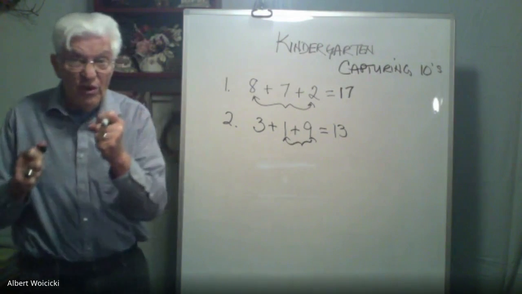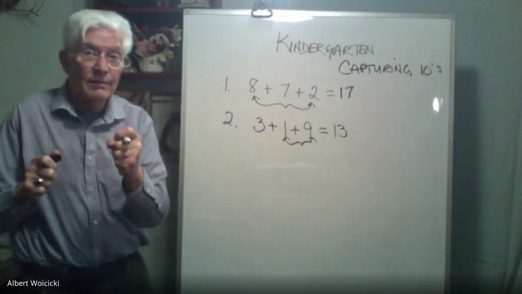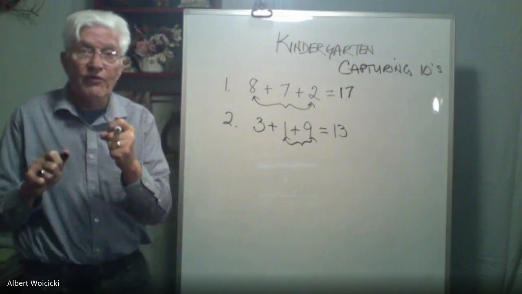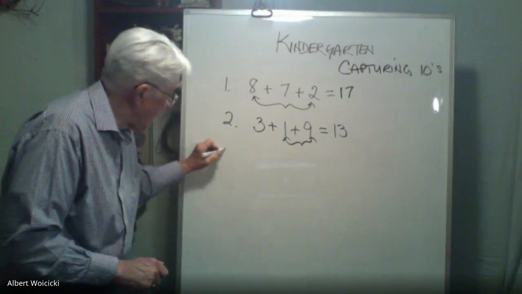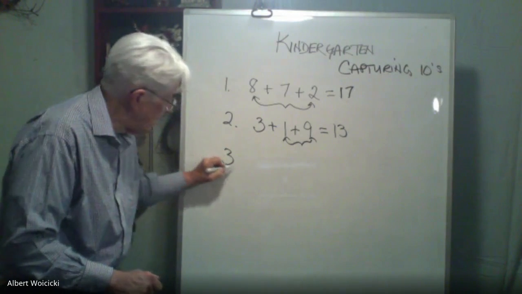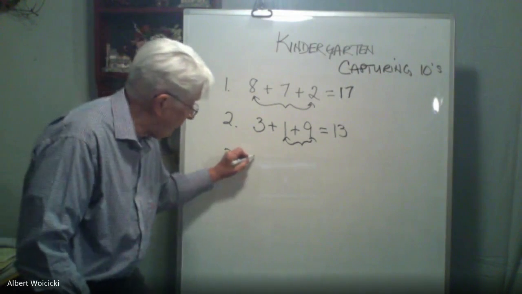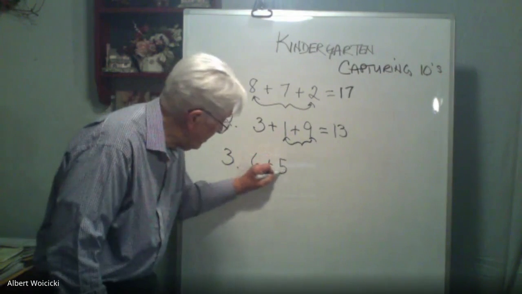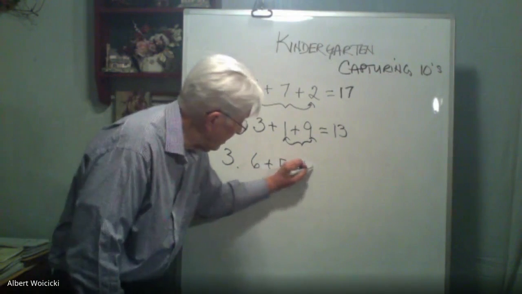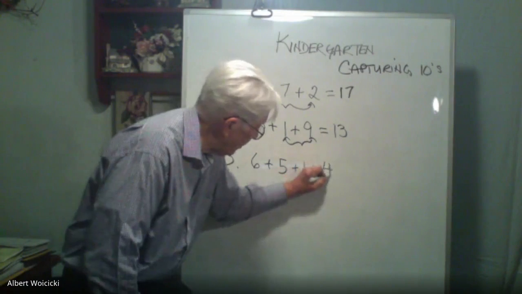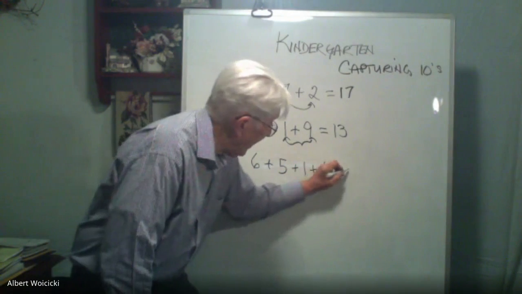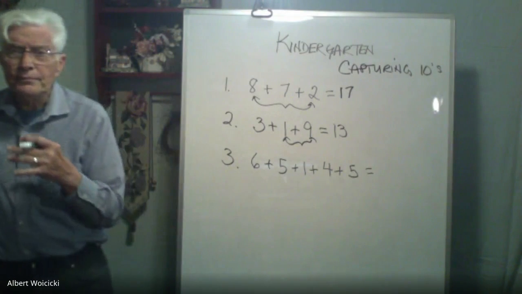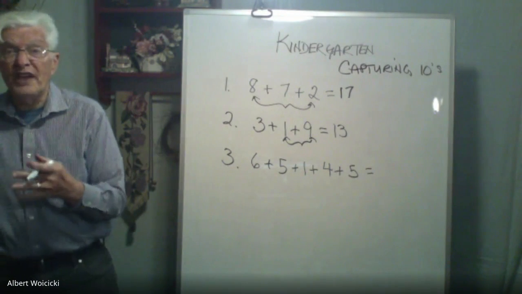Once they've really gotten the idea, your next step is to go for the 5. So let's say, next example, I put a 6 here, and a 5, and a 1, and a 4, and a 5. I've put in 2 groups of 10.